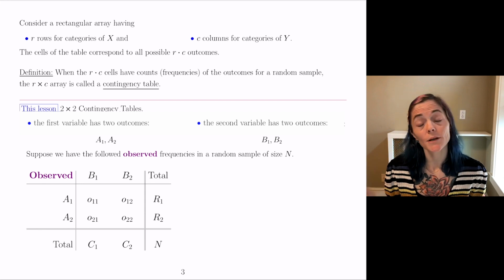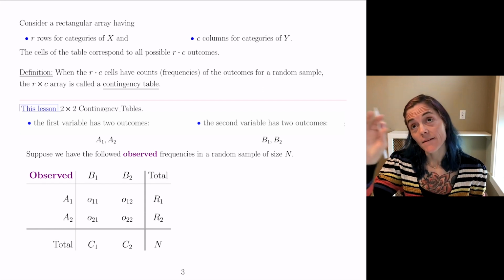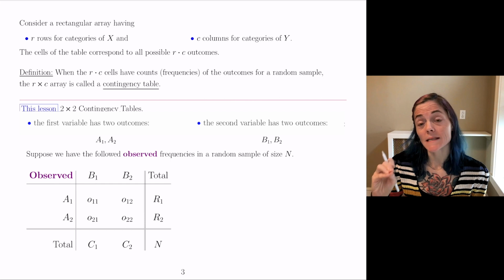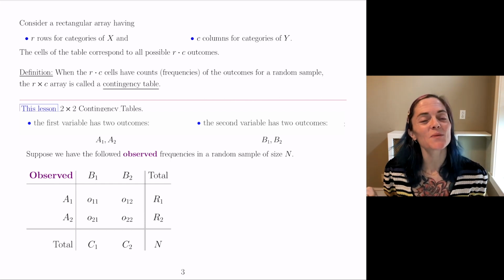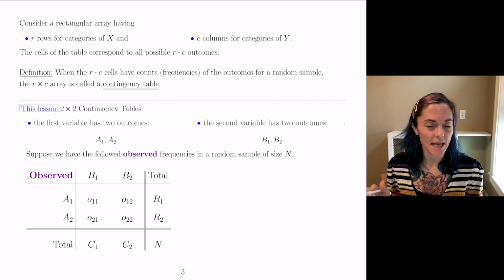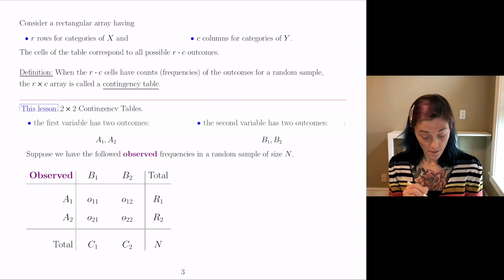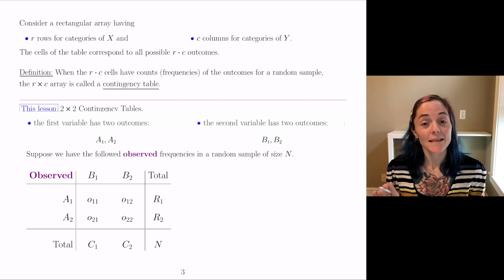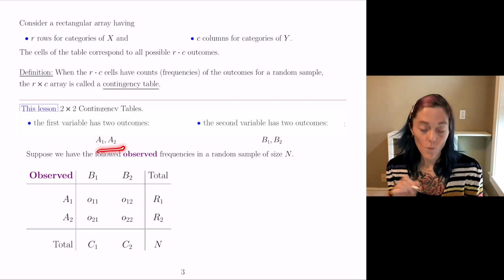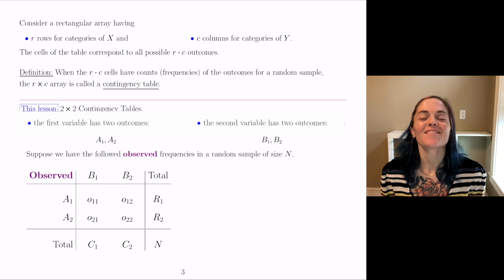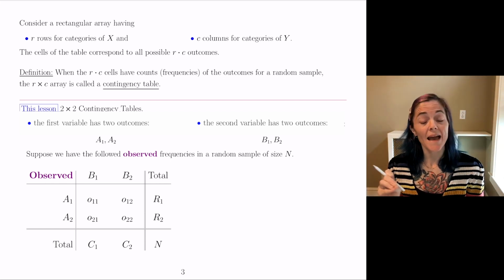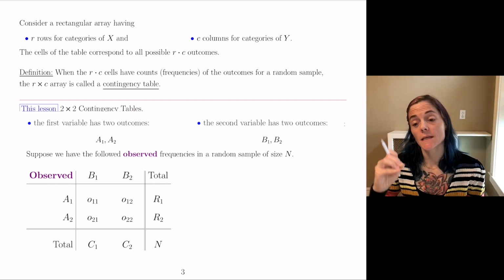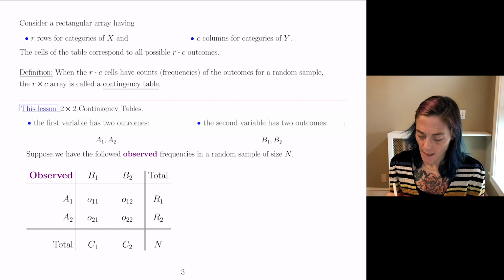Okay, so in particular contingency tables, the values inside the tables must be non-negative integers. Well, in this lesson, we're going to talk about 2x2 contingency tables. This means the first variable has 2 outcomes, say A1 and A2. The second variable has 2 outcomes, say B1 and B2. So suppose we have the following observed frequencies for a random sample of size n.